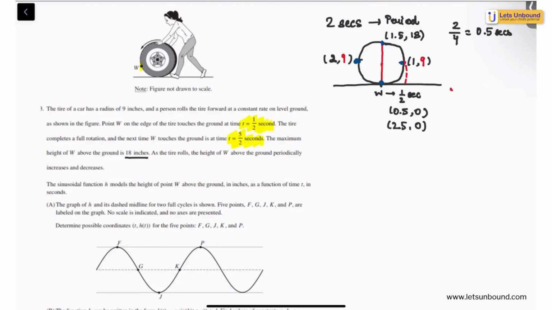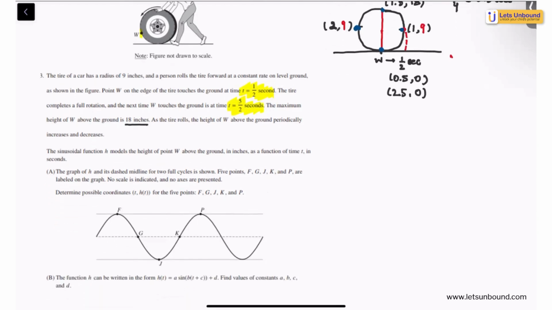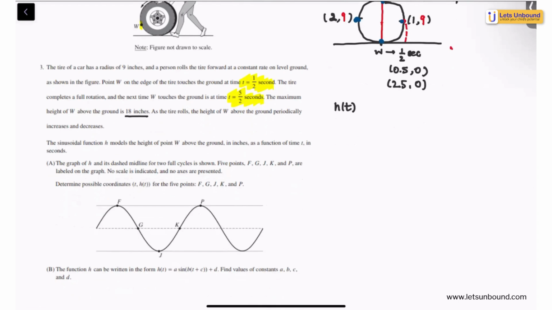Now they're saying the sinusoidal function h models the height of the point W above the ground, in inches, as a function of time t. So the height h(t) has been modeled as a function of time, and it's a sinusoidal graph which we will divide into 4 equal parts to get the function, just like we divided the rotation of the tire into 4 equal parts, to understand this sinusoidal graph. The graph of h and its dashed middle line for 2 full cycles is shown.